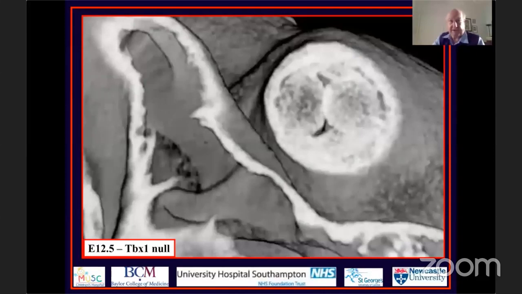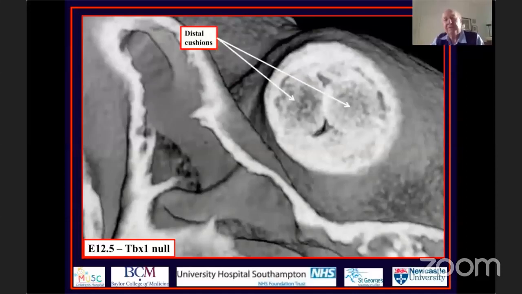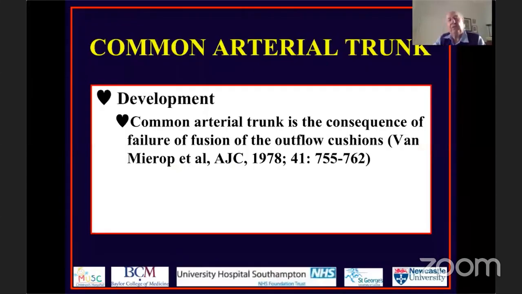So here is a cut across the intermediate part of the outflow tract in the TBX1 null mouse. And what you can clearly see is that the distal cushions have failed to fuse. And in fact, the evidence has existed for quite some time that it is failure of fusion of the outflow tracts that is responsible for producing common arterial trunk.